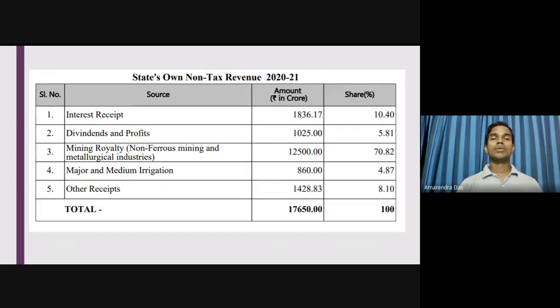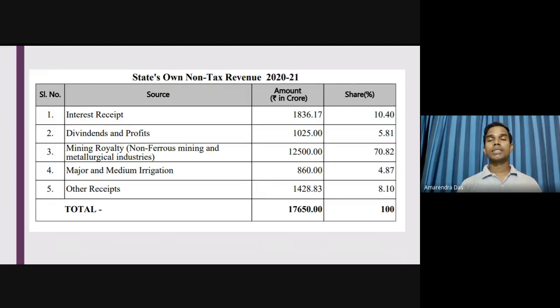Now, coming to the state's own non-tax revenue, the state government collects different fines and fees, and those are the non-tax revenues. What are the major own non-tax revenues? We have the interest receipt, because the state government also gives loans to its public sector undertakings. It also gives loans to the urban local bodies, and it can get some interest from that. Then we have dividend and profits. If it has public sector undertakings, it can get dividends. So that is the second source of non-tax revenue of the state government.